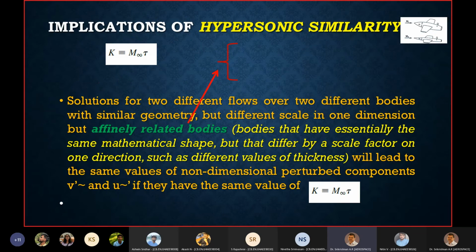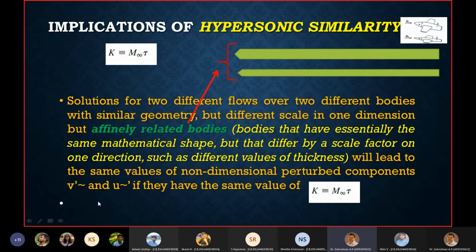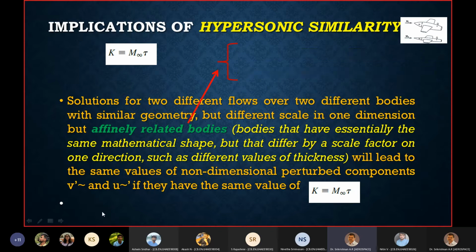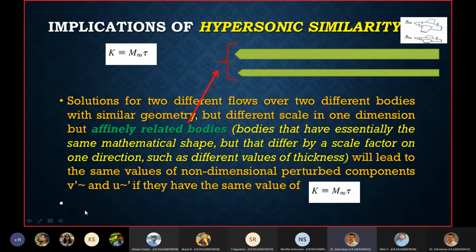We are considering similar bodies, that is, the shape is similar, and maybe in one dimension there is a change. For example, I have just shown two arrow-shaped, greenish bodies, in which you can readily notice that the thickness is different, but the shape is the same, and the length in the x direction is comparable.